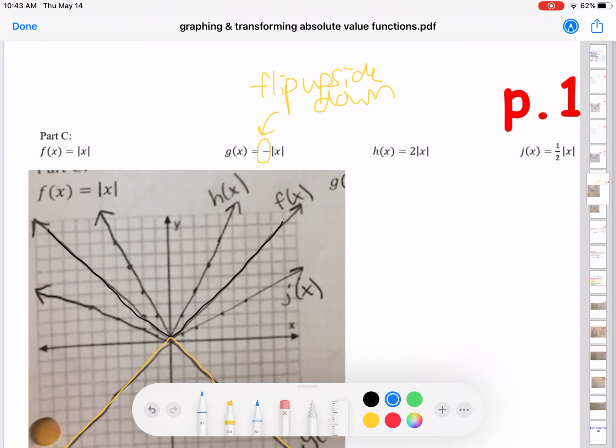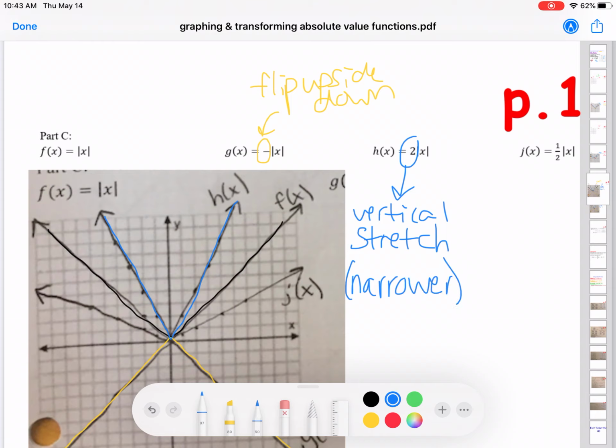If we look at our h of x, when we put the 2 out front, I see that that's this graph right here. So you'll notice it's still in the shape of a V, but this V is a little bit more narrow than the original V shape that we have. So the effect that putting this 2 out front has is a vertical stretch. It's almost like I put my fingers on the top and bottom of my graph and I stretched it up and down along the y-axis. Another way of describing a vertical stretch is that my graph is narrower. Narrower means it's closer to the y-axis.